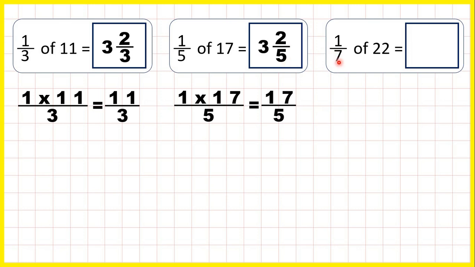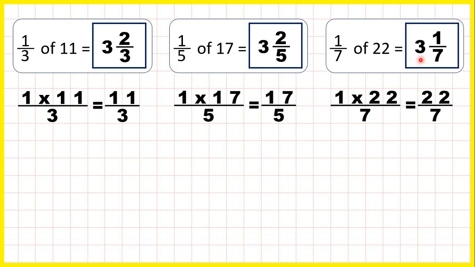Now 1/7 of 22, so that's 1 times 22 over 7, or 22 over 7. 22 divided by 7 is 3 remainder 1, so 3 is our whole number, 1 is our numerator, and then the denominator stays the same, so our answer is 3 1/7.